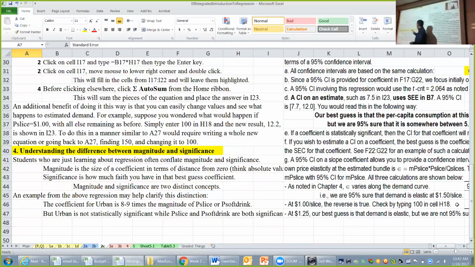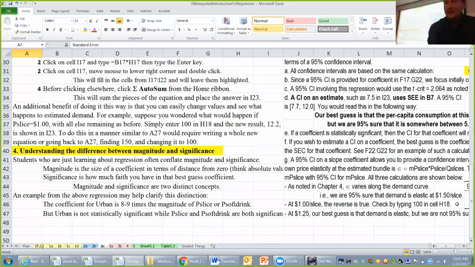Understanding the difference between magnitude and significance. Significance is what we've been hammering on with the T-stat. Like, is this really 0 or is it what it is? The magnitude is the size, and that does matter. Size matters if it's significant. So it's a two-step process. We ignore the magnitude if the variable was insignificant. But if we have a T-stat greater than 2, then the magnitude matters. The size of the coefficient matters.